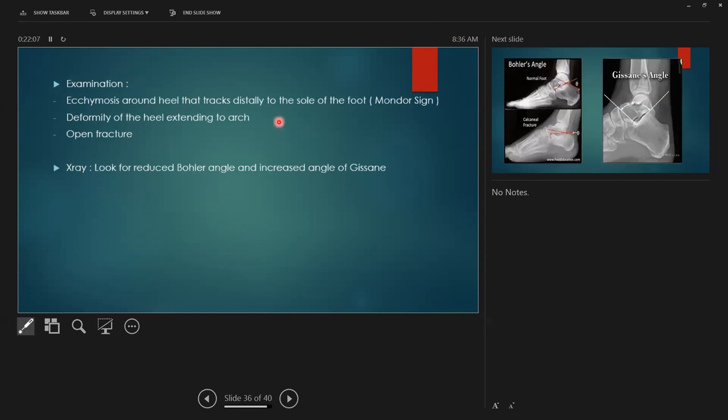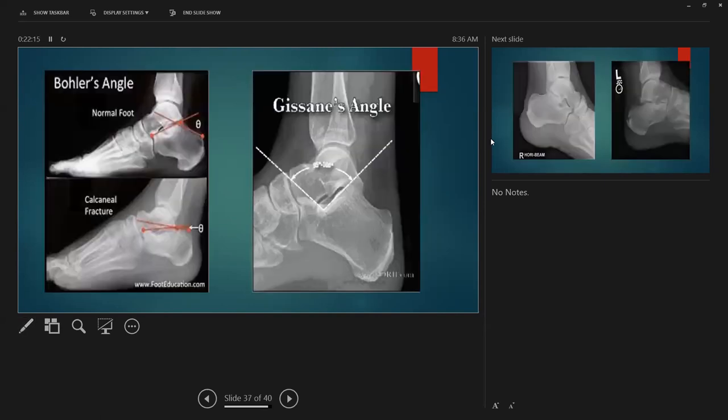Next, for the X-ray, you have to look for any reduced Bohler angle and increase of the GCM angle. You can see on the first picture, you have to measure on the lateral X-ray. If we draw a line between your anterior and posterior superior calcaneum, then you measure the angle. The normal angle is 20 to 40. If there is a decrease in your Bohler angle, it suggests a posterior facet collapse.